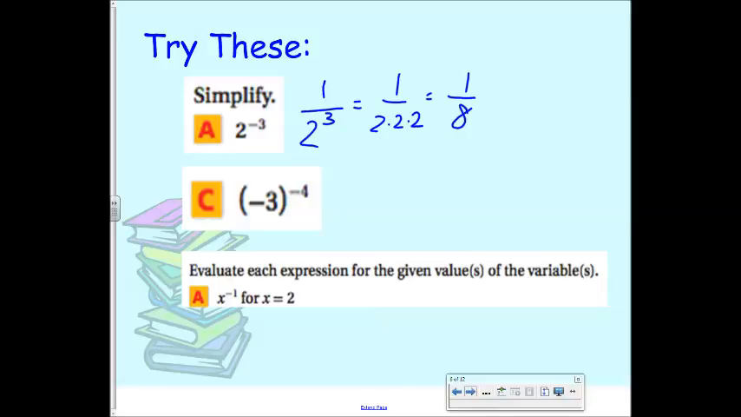What would be on top? 1. What's the base? Negative 3. And then what's the exponent now? 4. Okay, so the exponent changes. Does your base change? No. So if your base was negative, it stays negative. So that means if I expand that out, what does that look like on the bottom?